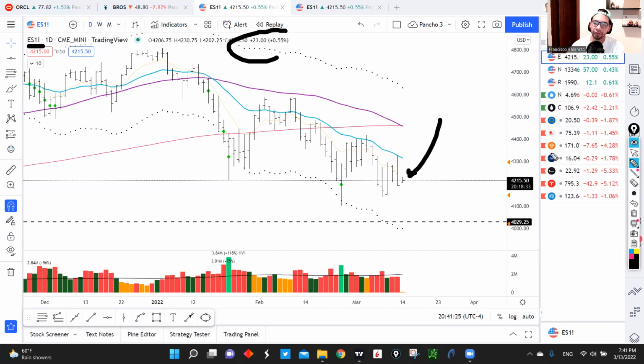The lines that I have here in my charts, if you're new to the channel: I have the 50 daily moving average, which is the purple one. I have the 200 daily moving average, which is kind of the pink one right here. And then I have the 21 exponential moving average, which is the blue one right here. And then I have the 8 exponential moving average, which is kind of the orange one right here.